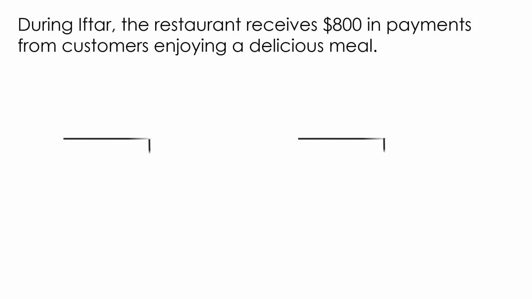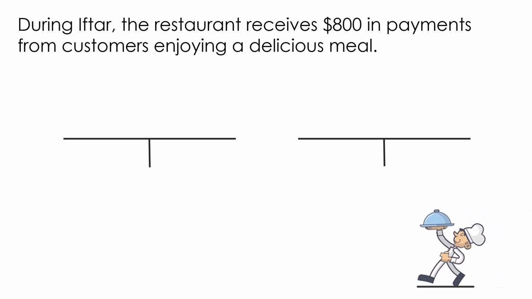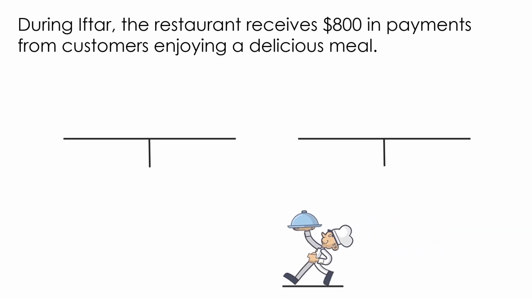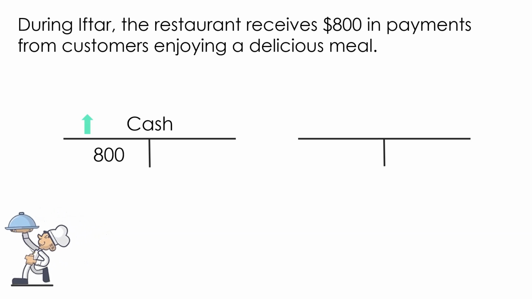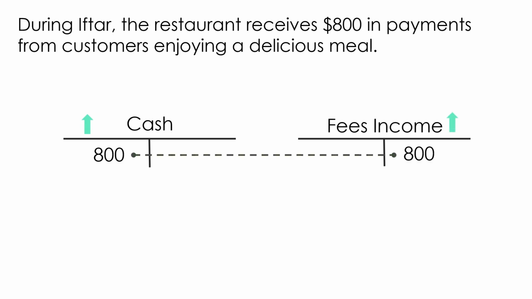Let's look at another transaction in our Ramadan restaurant. Imagine that during iftar, the restaurant receives $800 in payment from customers enjoying a delicious meal. How does this affect our accounts? First, we debit the cash account by $800 to reflect the increase in assets as more cash is coming into the business. Then we credit the fees income or sales account by $800 to record the income earned from serving iftar meals.